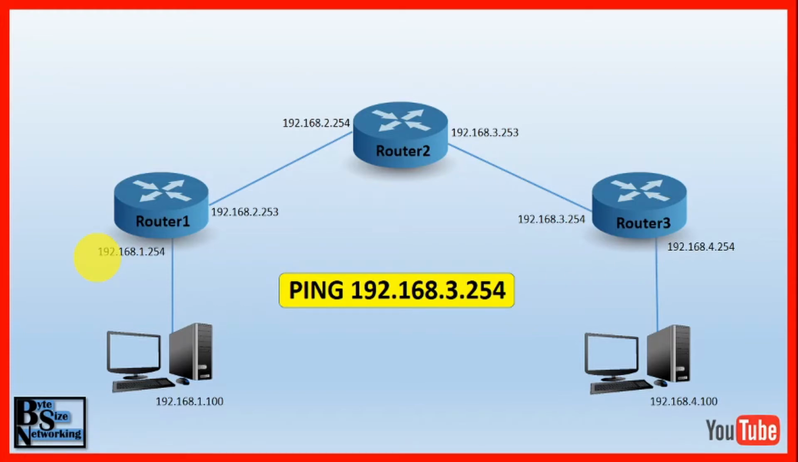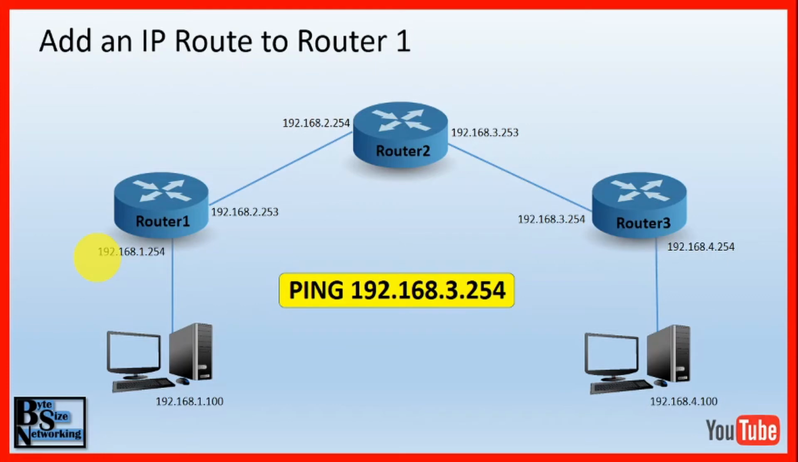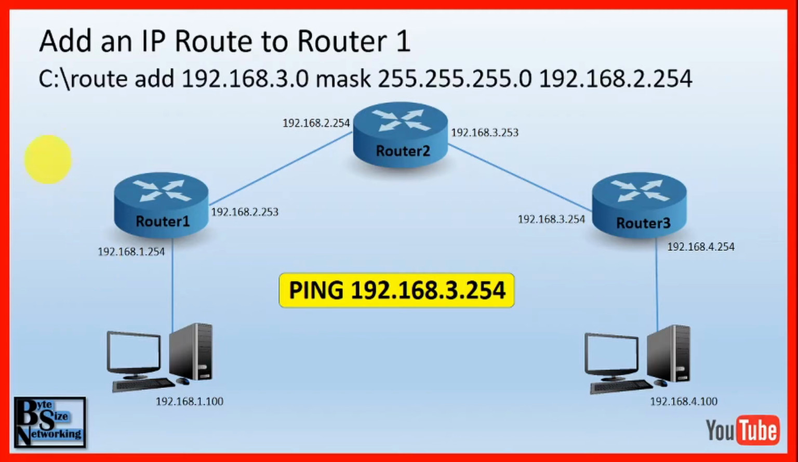So what needs to happen in this case is we need to add an IP route onto router 1 to tell it what to do with any traffic that arrives that is looking for network 3. Alright, so the command, if you are running this from a command prompt, would be structured like this. However, we are actually adding this to a router, so we're not going to be running a command line prompt here. But nonetheless, what needs to happen is a route needs to be added that says any traffic that is looking for 192.168.3.0, the network ID, with this subnet mask, needs to be sent off to network 2's default gateway on router 2.